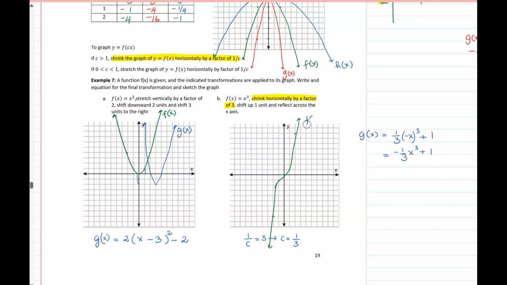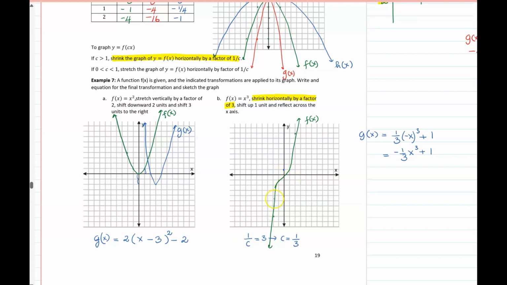So this is f of x, and let's graph g of x. It moves up 1 unit, shrinks horizontally by a factor of 3, and reflects across the x-axis. So here is what the graph would look like. Move up 1, and reflect across the x-axis.